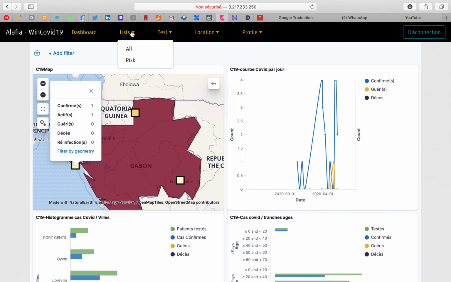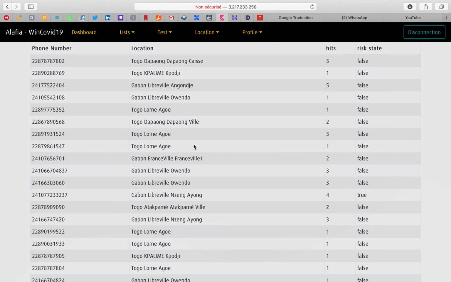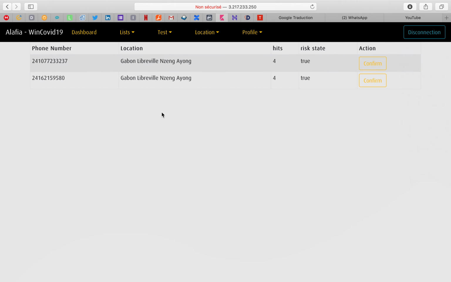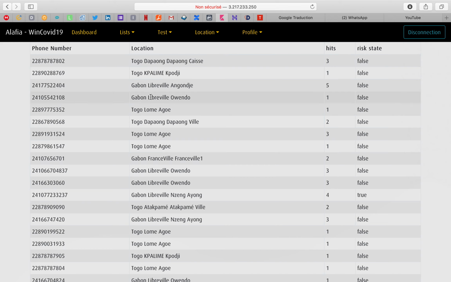The list menu is divided into two parts. The list of all people who have subscribed to the application, like you can see here, as well as the list of people at risk detected by the artificial intelligence behind our solution. In the all menu, you can see that all subscribers are present with only their phone number, completely impersonal and anonymous.